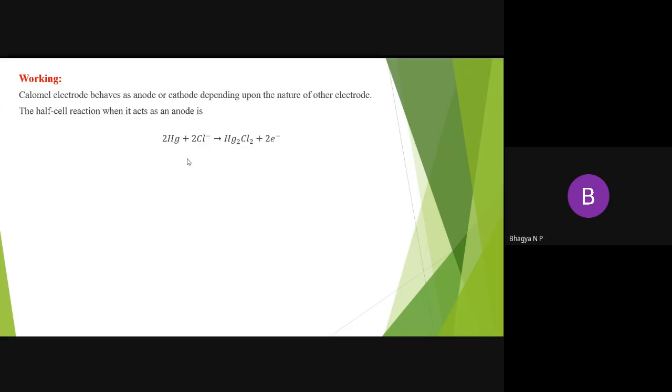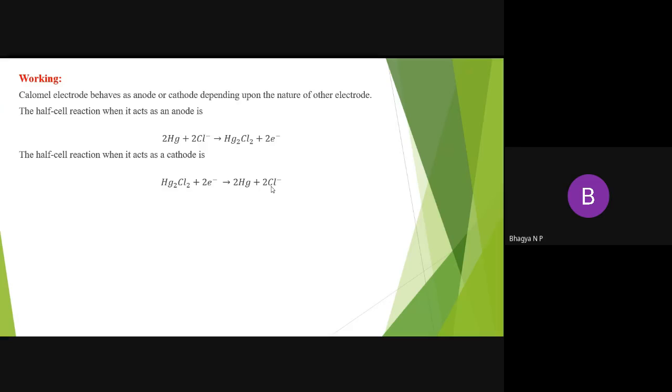Suppose the same calomel electrode acts as a cathode, then what will be the reaction? How to remember the cathode reaction? As we all know, anode and cathode reactions are just opposite to each other. So just interchange the reactants and products. That is Hg2Cl2. Cathode means reduction reaction. That calomel, that is mercurous chloride, accepts the electrons and gives mercury and Cl minus.